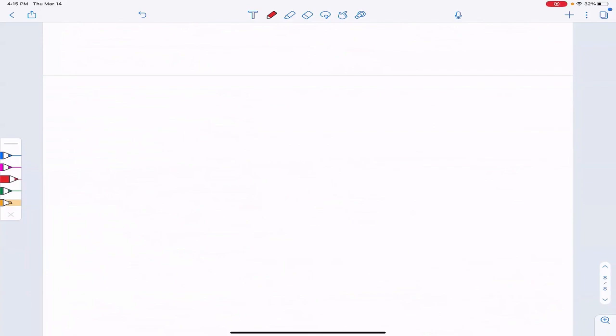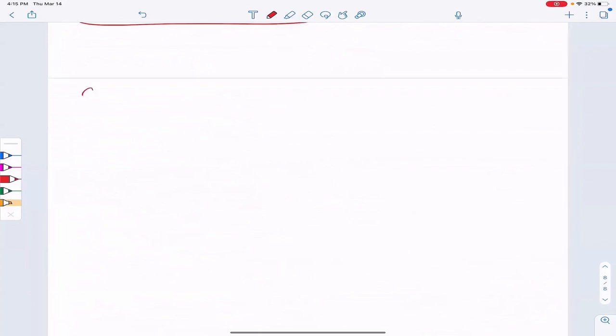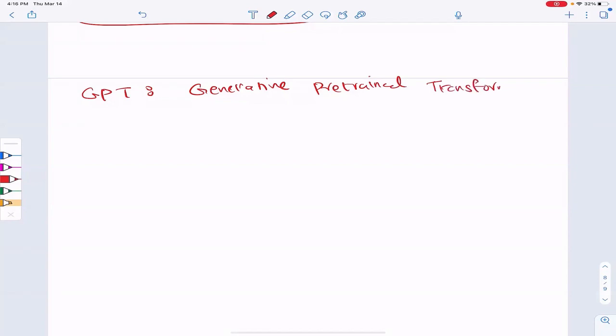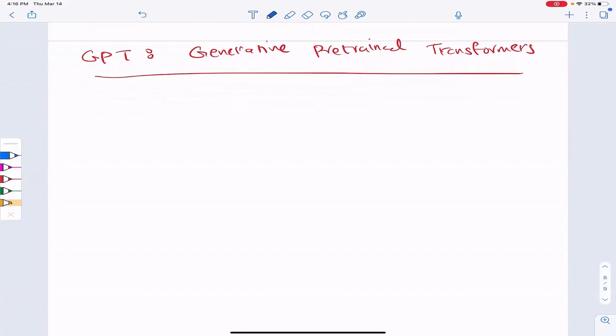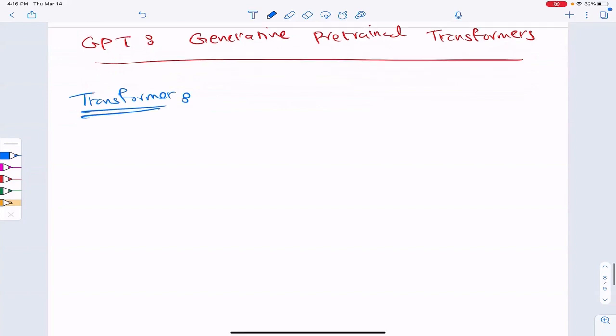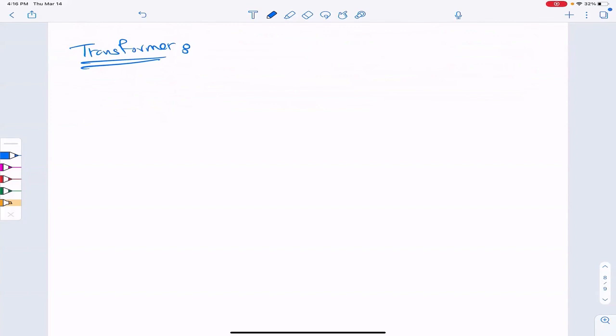So next, I'm going to talk about another set of language models called GPT, short for Generative Pre-trained Transformers. Okay, just a quick recap of the transformer architecture. I hope you are all now comfortable with the transformer architecture because we have covered it a few times already.